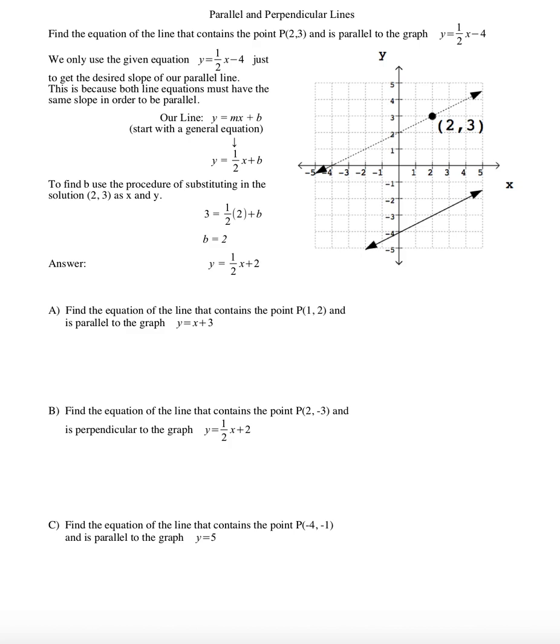Let's find the equation of a line that contains the point (1, 2) and is parallel to the graph y equals x plus 3. In a problem like this, you want to use the given line just for one thing, finding the slope. We need a line that's parallel to this, so we need a line that has the same slope as this.